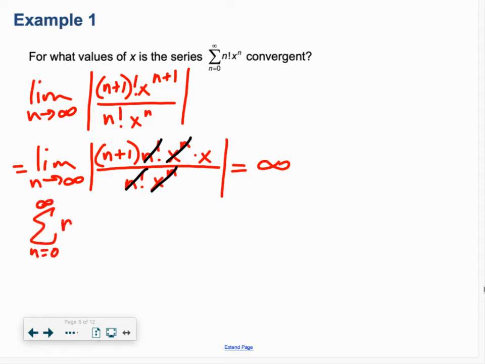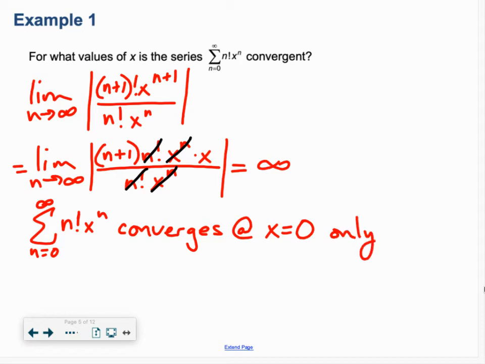I'm going to write our series converges at x equals 0 only, because our center is 0. So if you get a limit where it looks like every single value diverges, because the limit is bigger than 1, you still are going to converge at a minimum at the center.